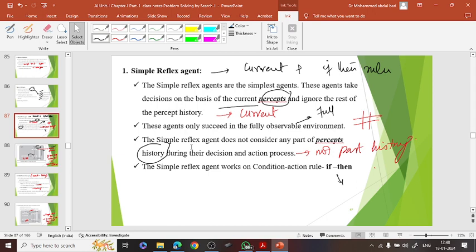It is based on the current situation. What is the current situation? The temperature is above 45, switch on the AC. It is not going to take any history.